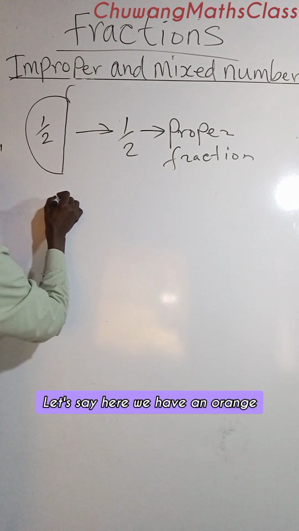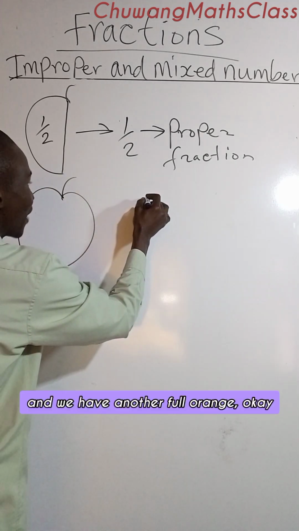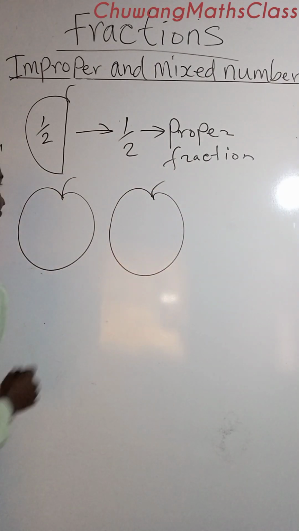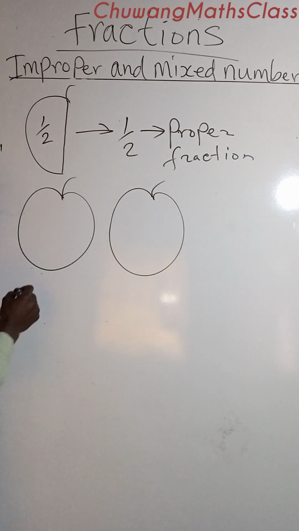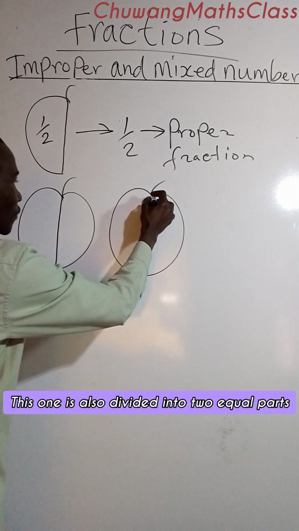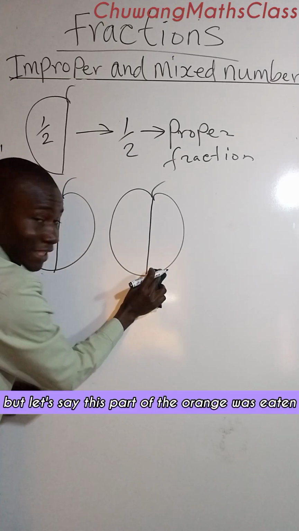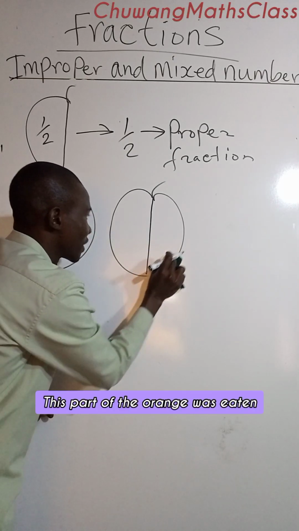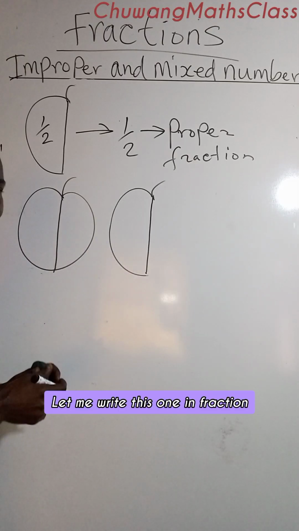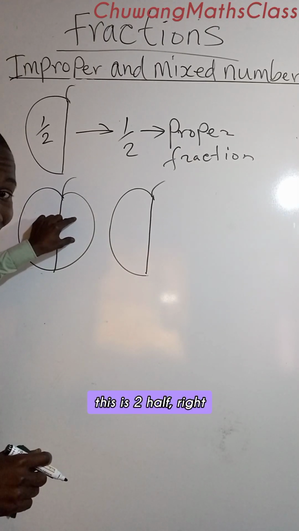Let's say here we have one full orange, and we have another full orange, the same size. Here this orange is divided exactly into 2 equal parts. This one is also divided into 2 equal parts. Let's say this part of the orange was eaten, and this part of the orange was eaten. Now let me write this in fraction. So this is 1/2. This is 2/2.